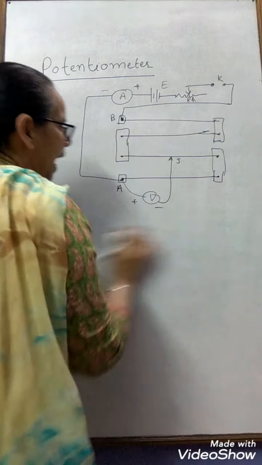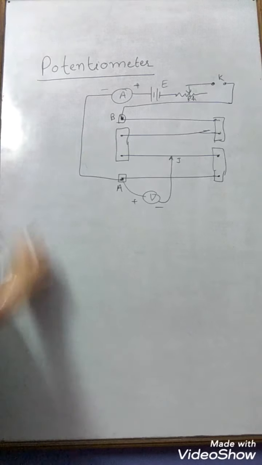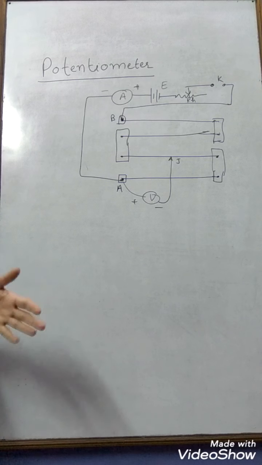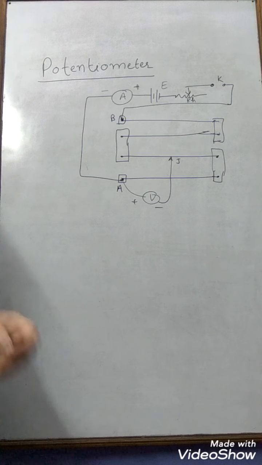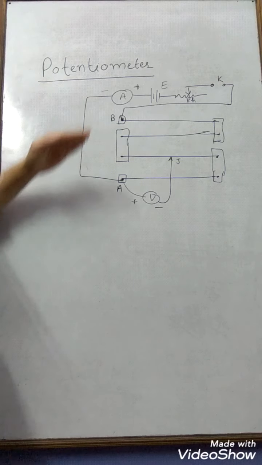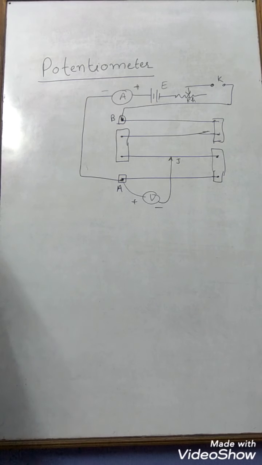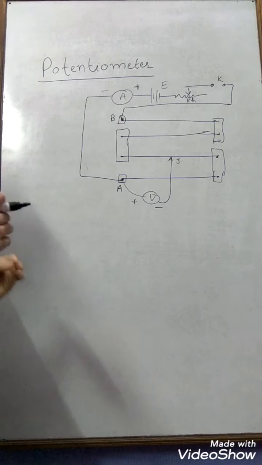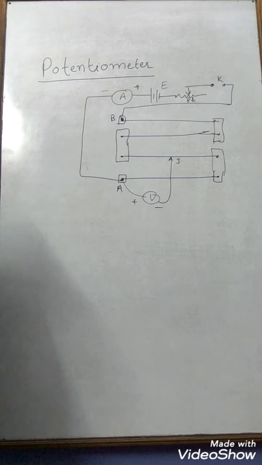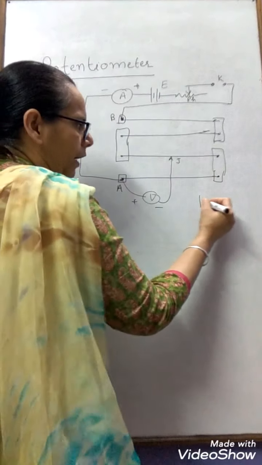Now come to the applications. For what purpose is this potentiometer used? The first application is to measure the EMF of a cell. Cell EMF to find out. Firstly, we graduate these wires. How do we graduate? By using the standard cadmium cell. Standard cadmium cell will have the EMF 1.018 volt.